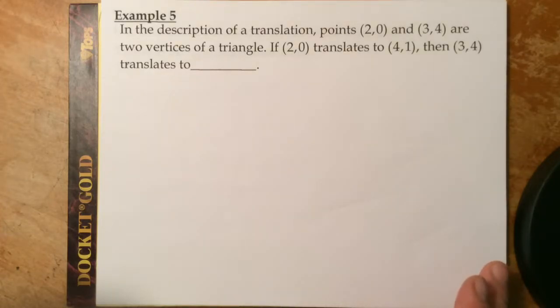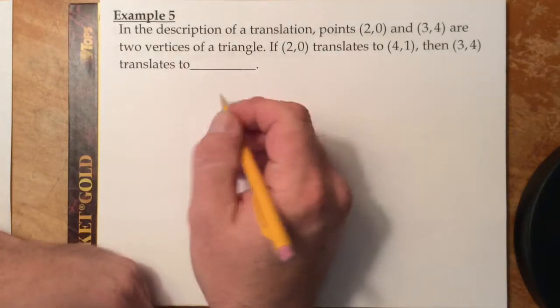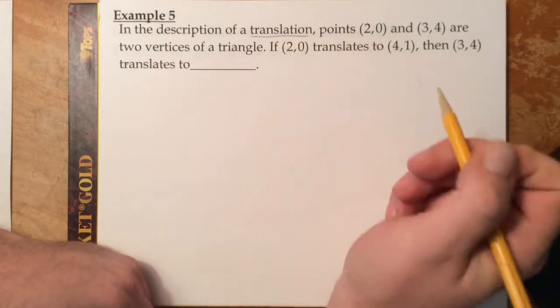Example 5. In the description of a translation, points (2, 0) and (3, 4) are two vertices of a triangle. If (2, 0) translates to (4, 1), then (3, 4) translates to what point? One way we can do this is a translation.